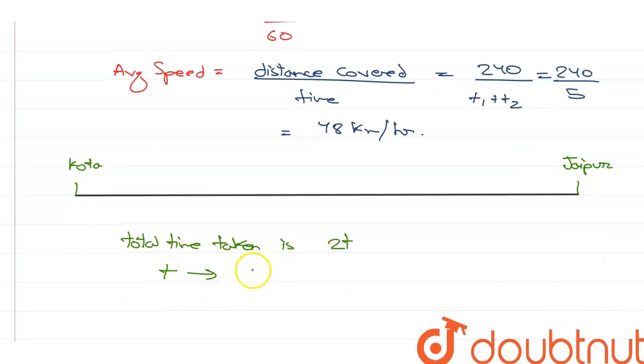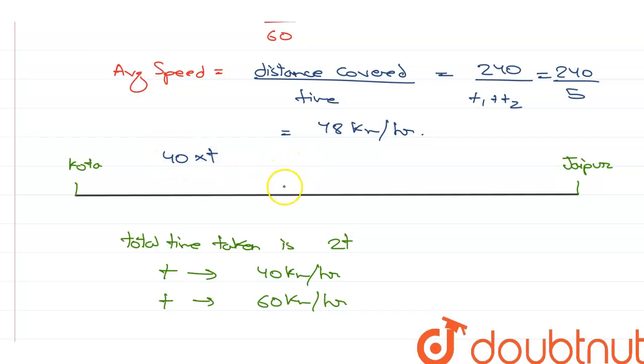So that means for t time he travels with 40 km per hour, and for another t time he travels with 60 km per hour. So while traveling at the speed of 40 km per hour, the distance he will cover will be 40 km per hour into t. So let's say he reaches at this point A, after traveling at the speed of 40 km per hour, and then he changes his speed to 60 km per hour. So the rest of the distance will be 60 into t.